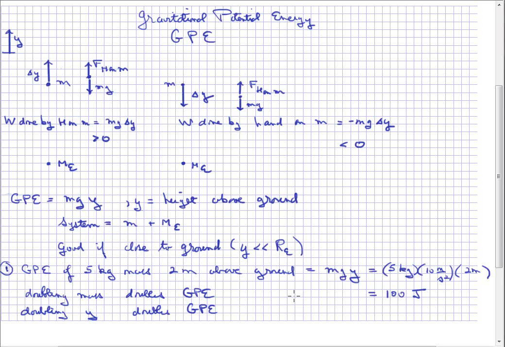Let's take an example. Let's say we'd like to find the gravitational potential energy of a 5 kilogram mass that's 2 meters above the ground. And so we would take the mass, 5 kilograms, multiply by the acceleration of gravity, 10 meters per second per second. I am using easy numbers here. 2 meters above the ground, and that indicates that this mass has a 100 joule gravitational potential energy.